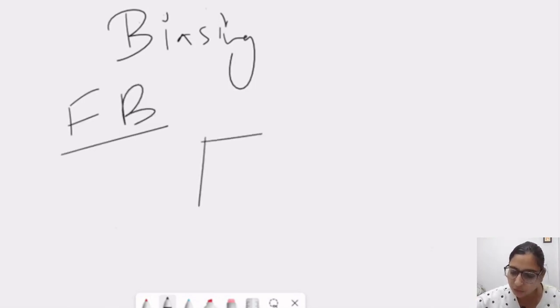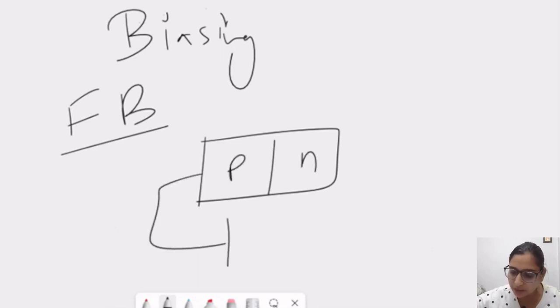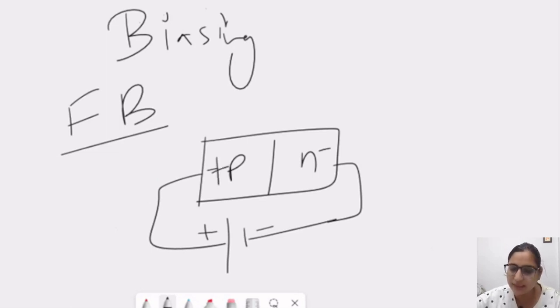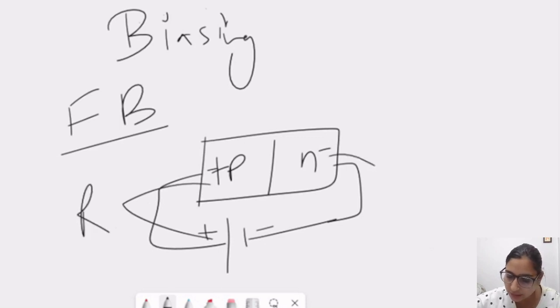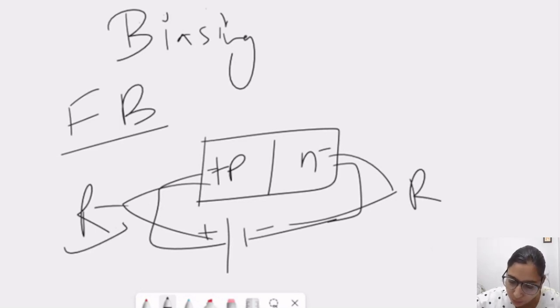Now, what is happening in forward bias? Let's consider this PN junction. In forward bias, we are connecting the P side to the positive terminal of the battery and the N side to the negative terminal of the battery. We know that on the P side the majority charge carrier is the hole, which is positive, and on the N side the majority charge carriers are electrons, which are negative. So these charges repel each other. Negative and negative repel each other, positive and positive repel each other. So what will happen? This positive charge tries to move in this direction, and this negative charge tries to move in this direction. So here, a depletion region is there.